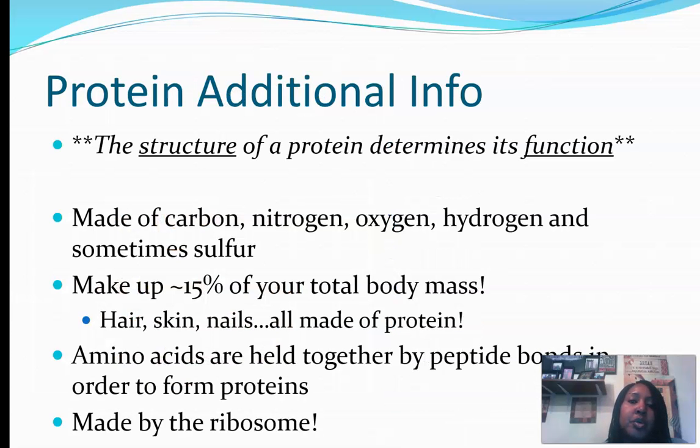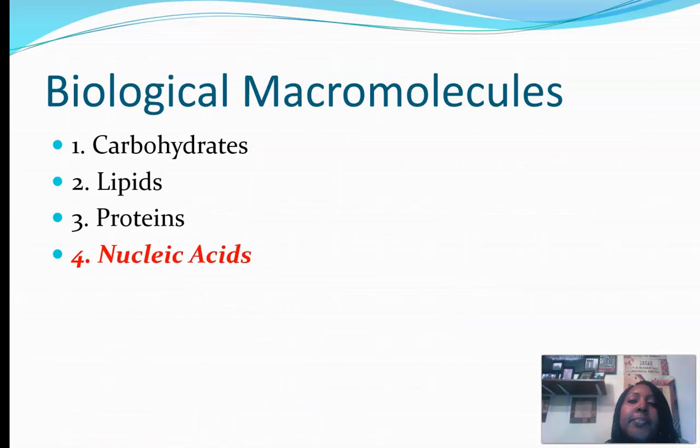And here's some additional information. The structure of a protein determines its function. That's very important to know. And proteins are made up of the elements carbon, nitrogen, oxygen, hydrogen, and sometimes sulfur. It makes up 15% of our total body mass. Wow. And you guys know that our hair, skin, and nails are made up of protein. And amino acids are held together by peptide bonds. And you just need to remember that proteins are made by ribosomes.